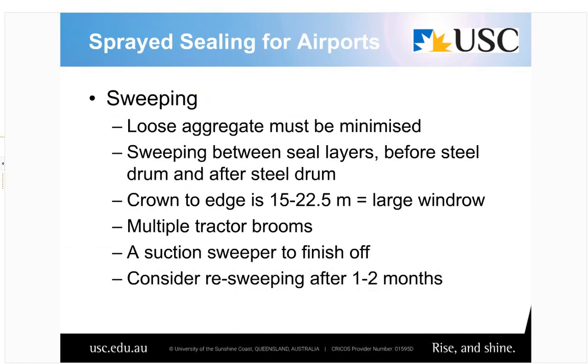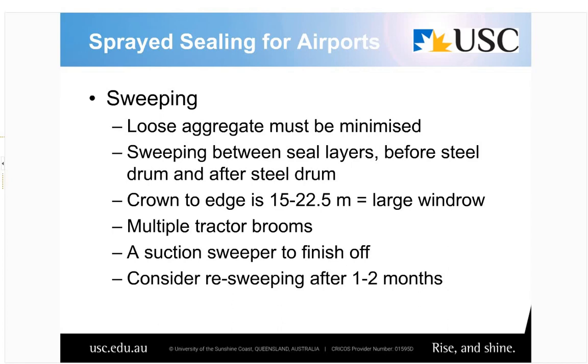As much as we try to push all the stones into the surface, there will always be loose stones, and because we need to minimise the level of loose aggregate after the job's finished, sweeping is critically important. It's also extremely important to sweep in between seal layers, as well as at the end of the job and after we use the steel drum roller, which we'll talk about in a bit. A typical road's only 5 or 6 metres wide. A runway is either 15 or 22 metres, depending on your runway width, but they're probably the majority of them.